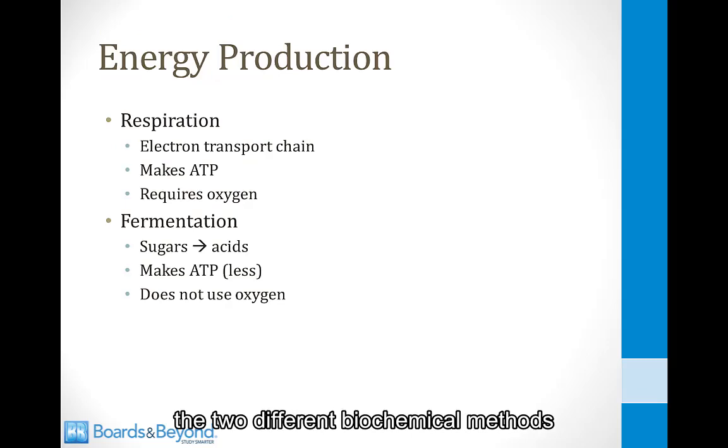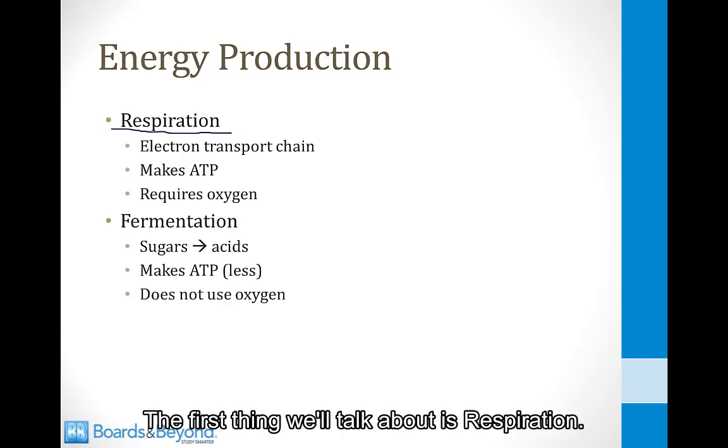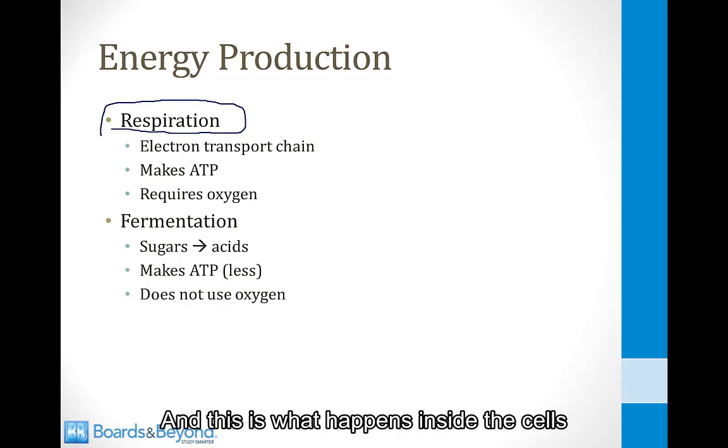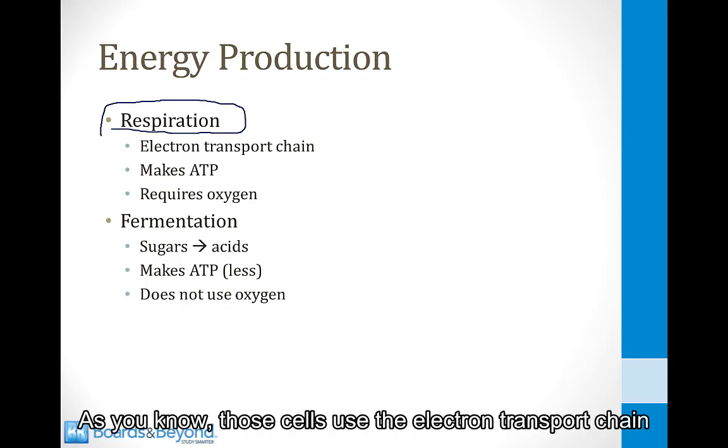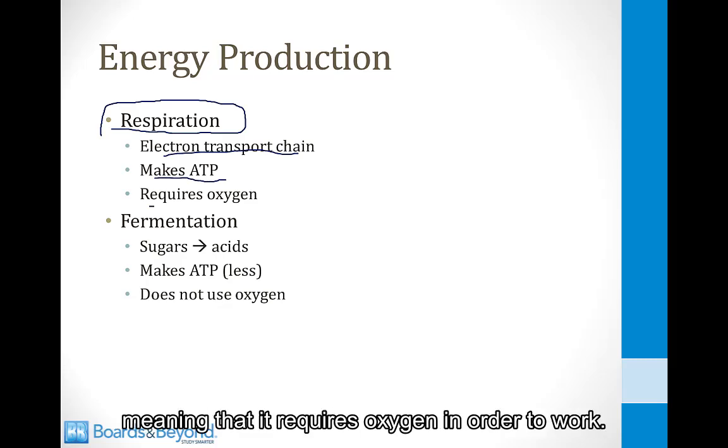First, let's talk about the two different biochemical methods used to generate ATP for energy inside cells. The first thing we'll talk about is respiration, and this is what happens inside the cells in the human body. As you know, those cells use the electron transport chain to generate lots of ATP, but this process is aerobic, meaning that it requires oxygen in order to work.